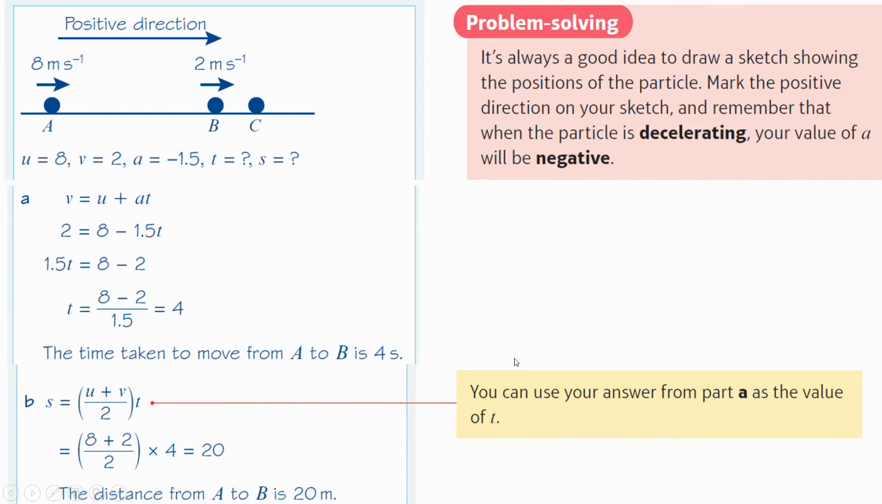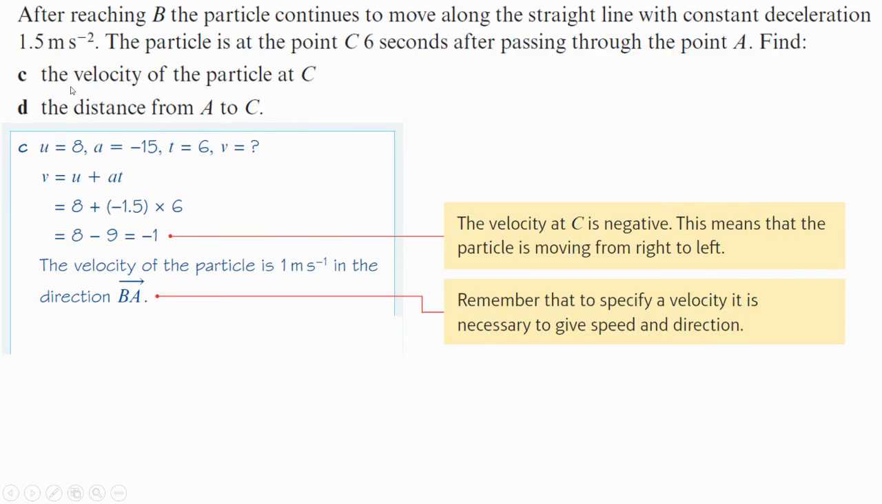Okay, so then the next part of the question was asking for the velocity at C and the distance from A to C. So it continues with deceleration, and point C is 6 seconds after that. So we know that t now is 6 seconds from A. We know the initial velocity. We know the acceleration. This is a typo. This should say minus 1.5. And we don't know the final velocity. That's what it's asking us.